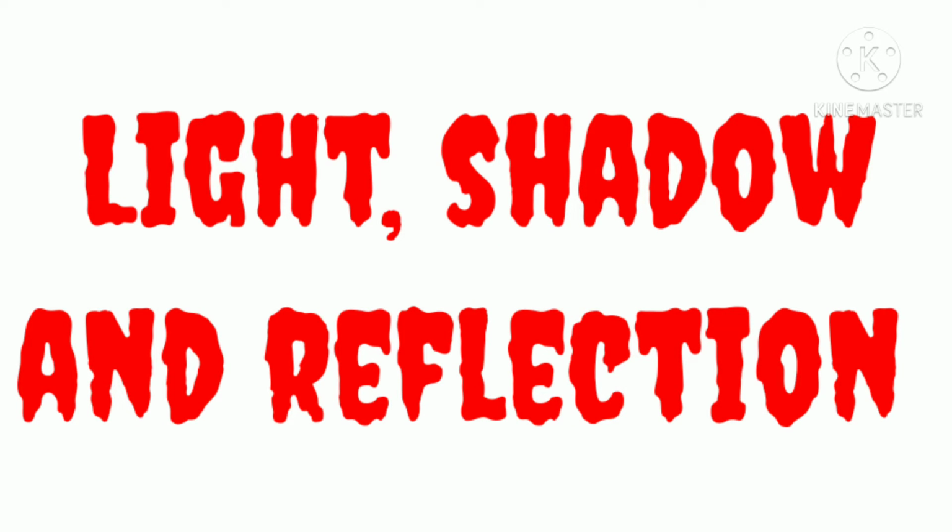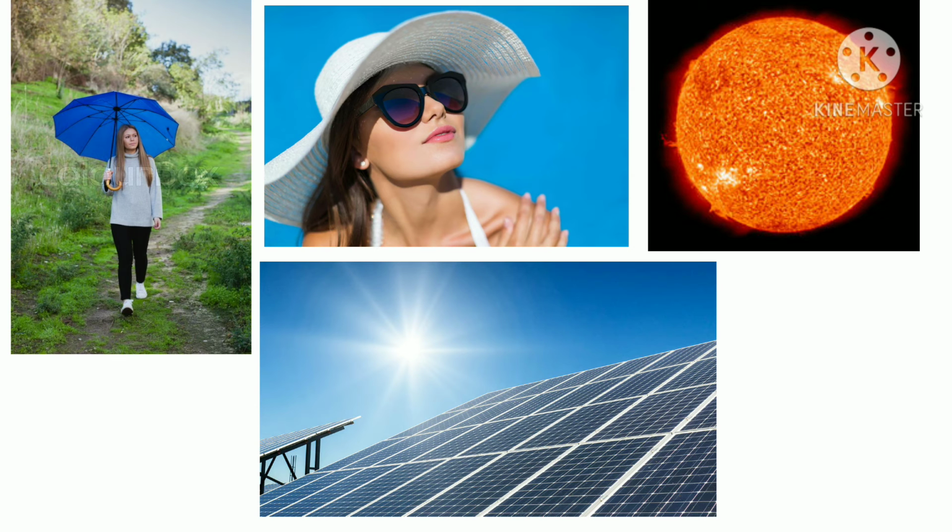Light, shadow and reflection. The sun is the biggest source of light on our earth during the daytime. We use sunlight in different ways. We use bright sunlight to dry paper or to generate solar power. When the sun's light is too bright for our eyes, we wear sunglasses or use an umbrella. When we want to block the sunlight while screening a film, we use dark curtains on the window.